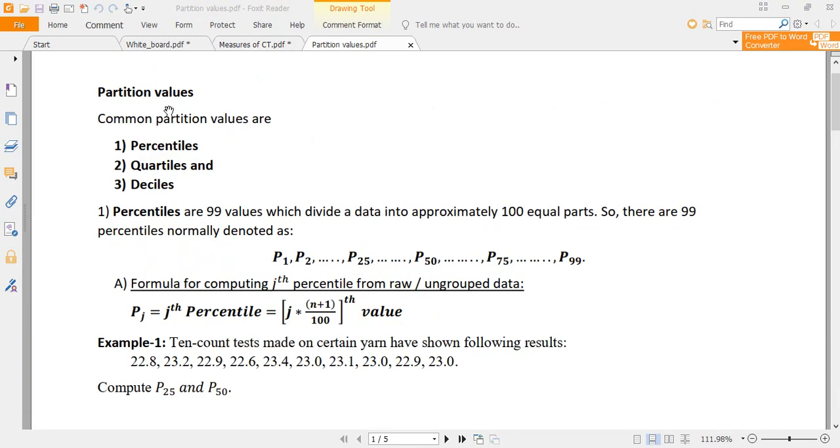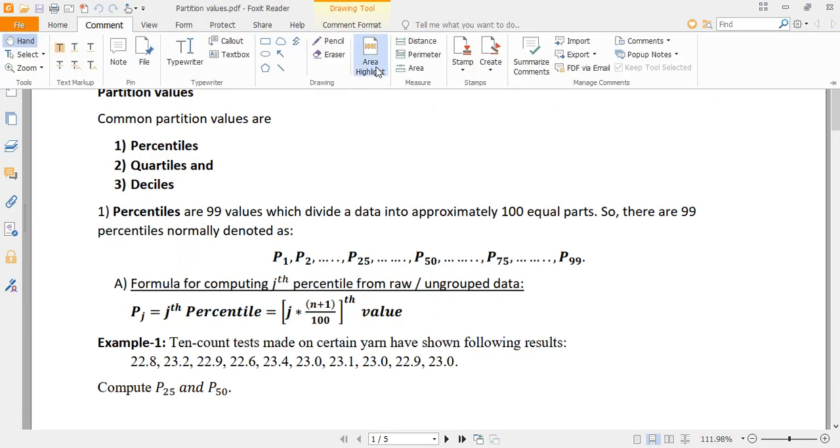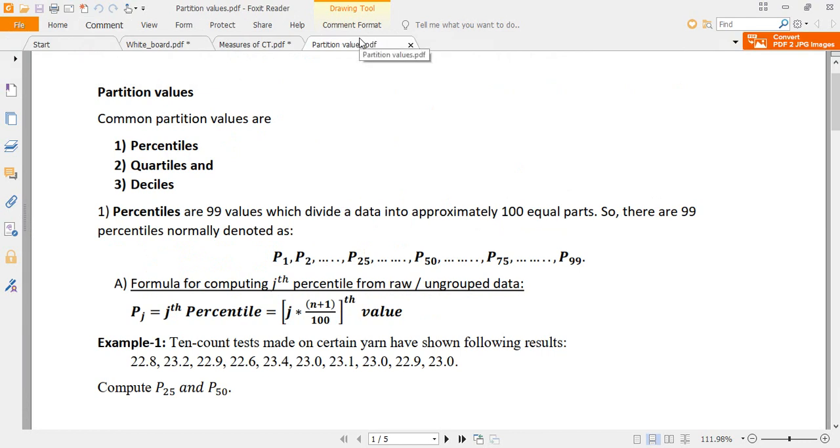Okay, now we talk about partition values, which are also known as measures of location. We emphasize how to calculate partition values from raw data and grouped data.